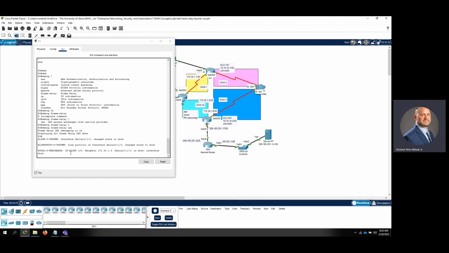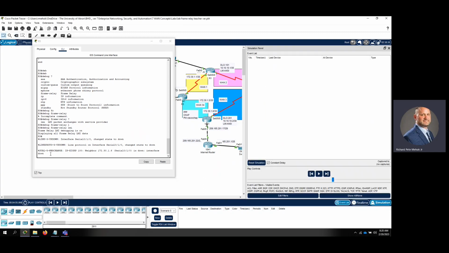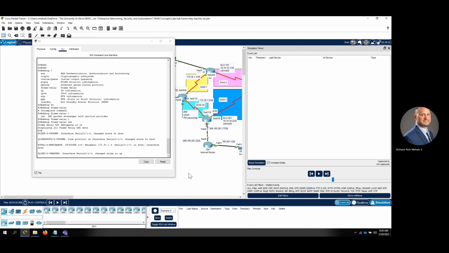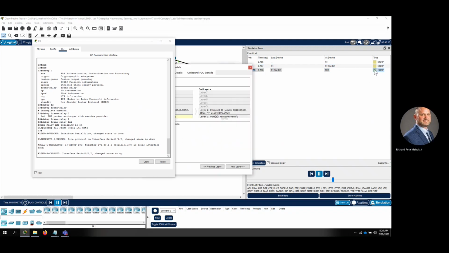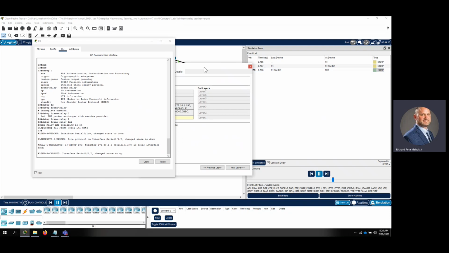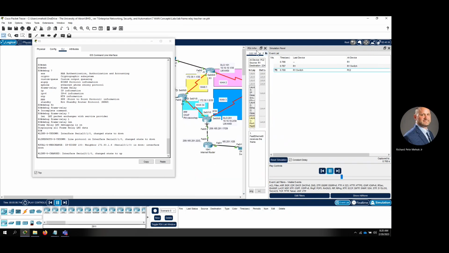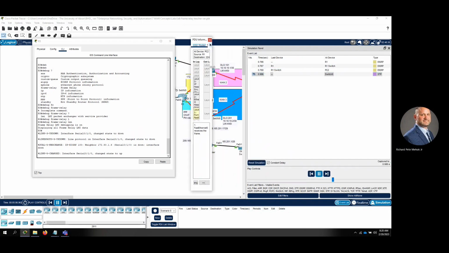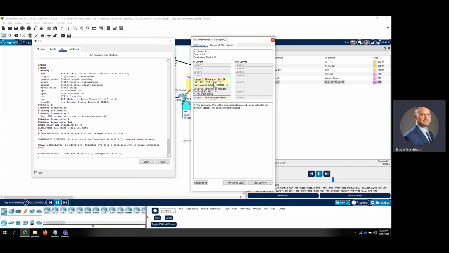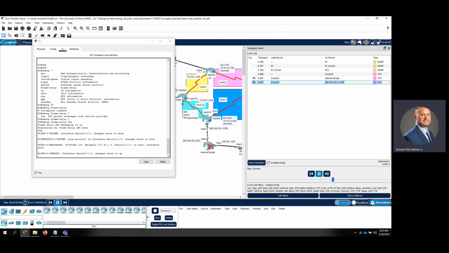We do get an automatic message there, interface down. So if we bring it back up, let's go in simulation mode and bring it back up. Fast forward the time here, hit play. So we run right back into the operation with EIGRP. Once again, you're running your EIGRP protocol.